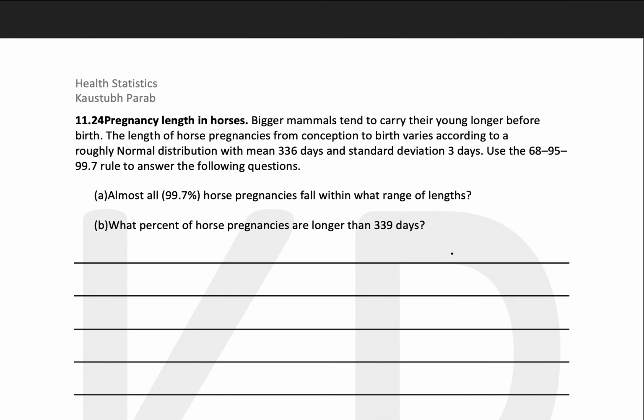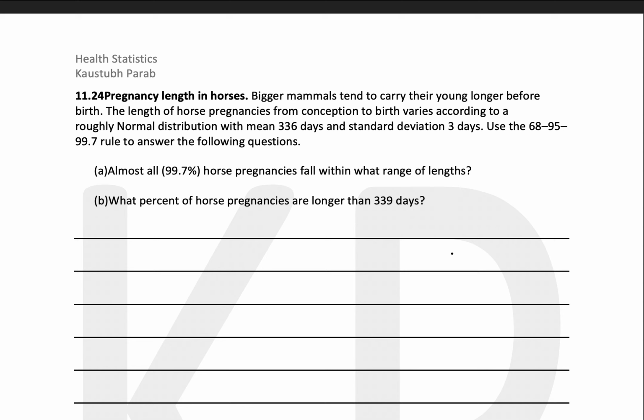Alright, so now going back to this question, I think this is a pretty simple question. In this question you don't have to find the z-score, because the x in this question you can simply interpret in terms of standard deviation. So let's go over that. It's a normal distribution, mean is given to you, standard deviation is given to you, this rule you know, and they are asking us for a proportion or area. Almost all, 99.7%, of horse pregnancies fall within what range?